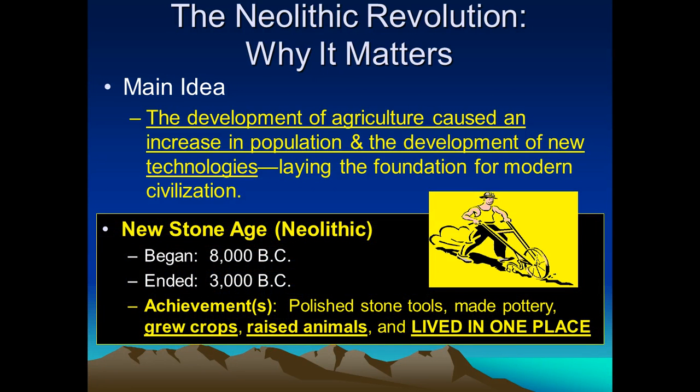The development of agriculture caused an increase in population and the development of new technologies. So everything changes. If you just think about it, you want to get everything that you see underlined here. Everything from this point becomes something new, and it takes man a little while. If you see here, about 8,000 BCE is when they really get started with this, and it's really about 5,000 years later that they really figure it all out and put it all together.